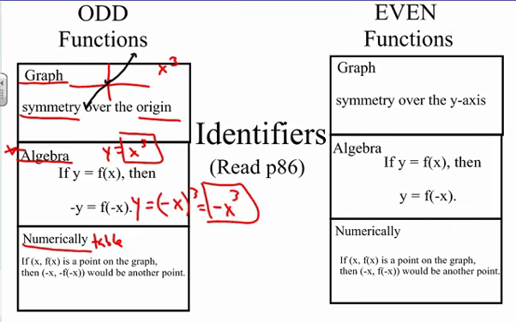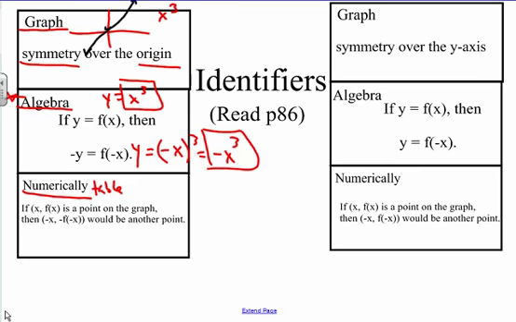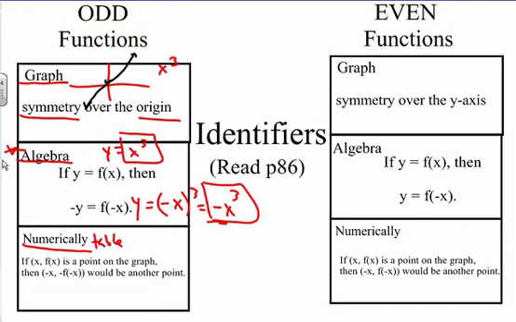We can also see this on a table: we'll have a point x, f of x, and we'll have another point, negative x, and when we plug it in, we'll get a negative output, which is identified right here. Now, that is what odd functions are.